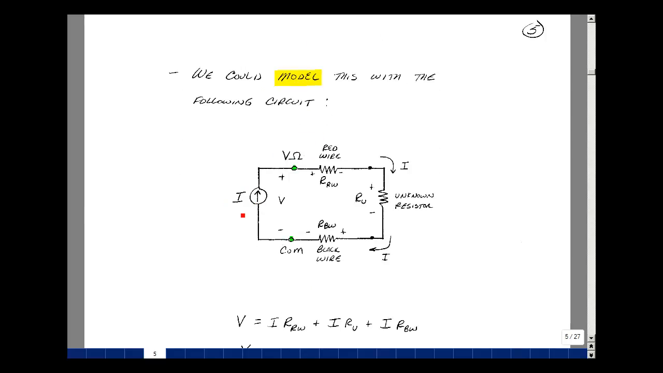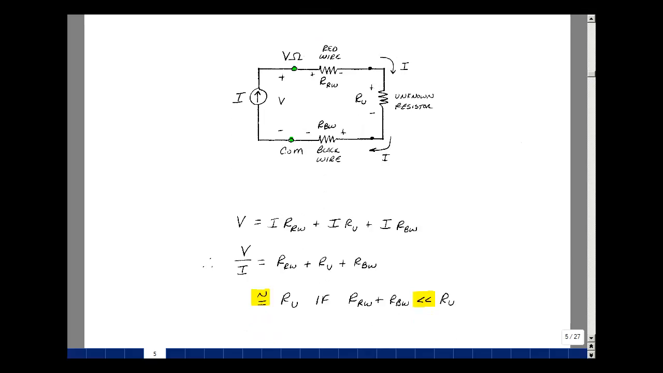We have a current source, and across it is a very high resistance meter, which you can think of as an open circuit. We have a wire going from our terminal to our unknown resistor, and then another wire coming back. So doing Kirchhoff's voltage law, the rise in voltage would equal the drops around the loop, but we have a common current I. So that current times this resistance is this voltage, same current times this resistance, and then the same current times this resistance. So we have the following equation.